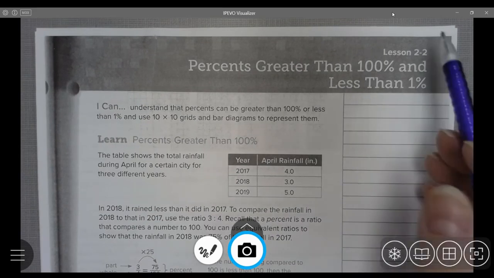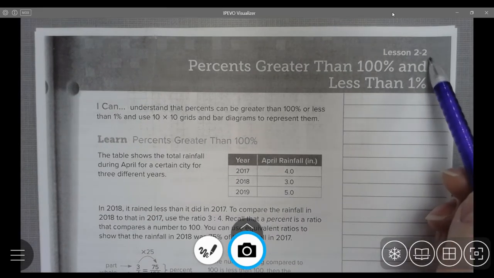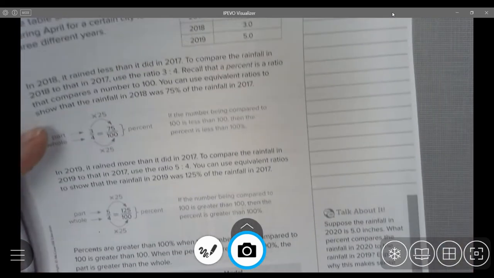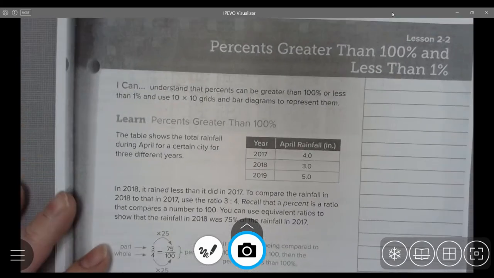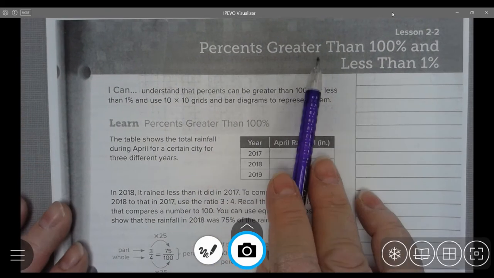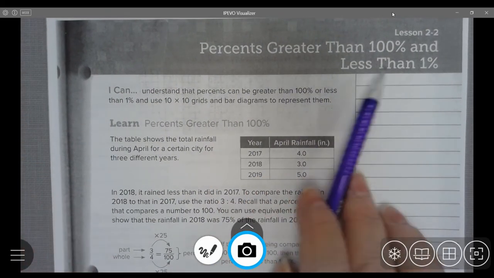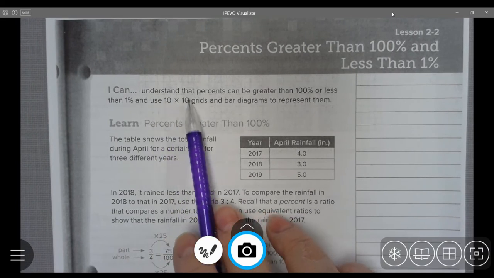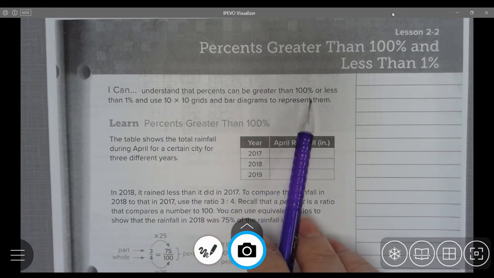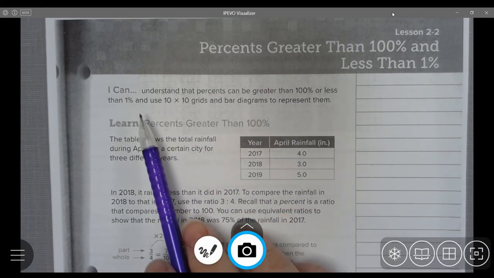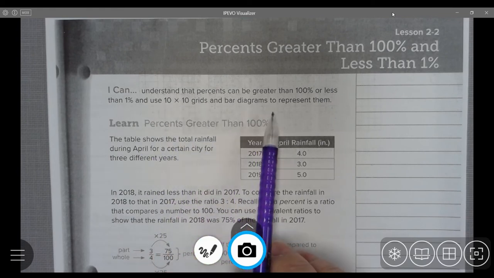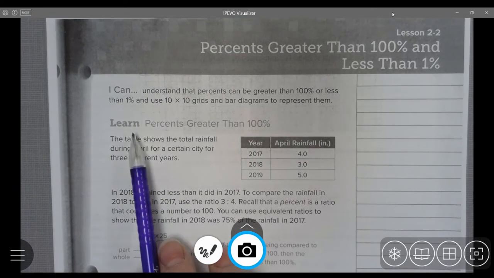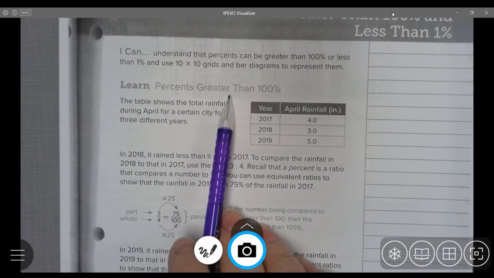Today we are going to look at lesson 2-2, and that would be on page 85 in your book. We are going to look at percents greater than 100 and less than 1%. I can understand that percents can be greater than 100 or less than 1%, and use a 10 by 10 grid and bar diagrams to represent them. Learn percents greater than 100.